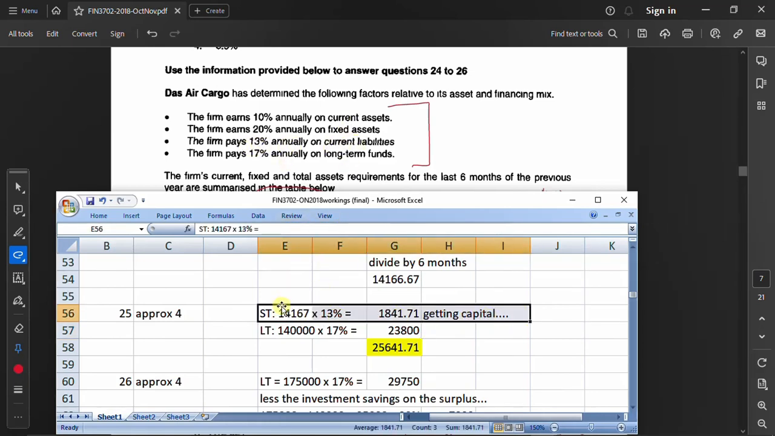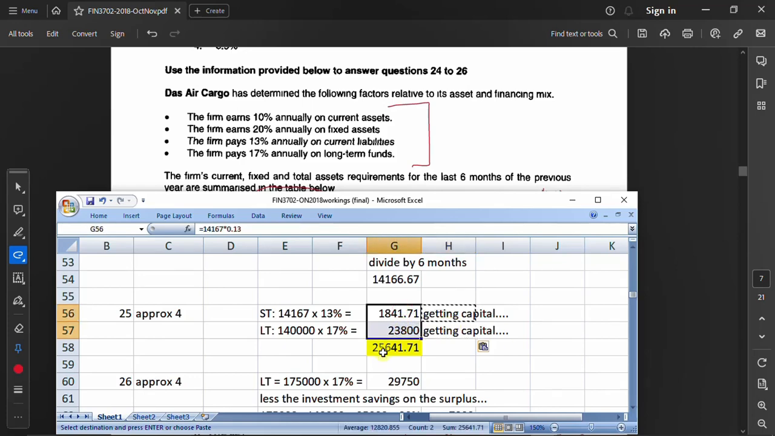Does it make sense? Okay, so the seasonal portion is what we just worked out. Long term is the permanent, which we just worked out. See that? The only thing we need to do is bring in the rates.